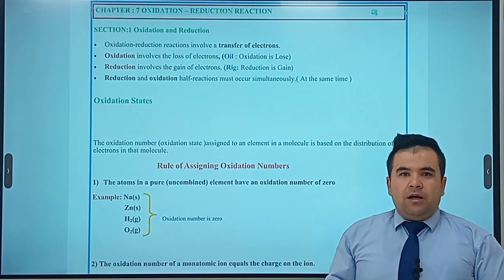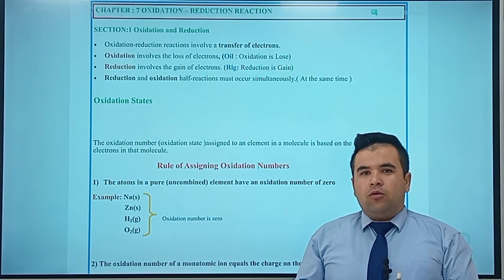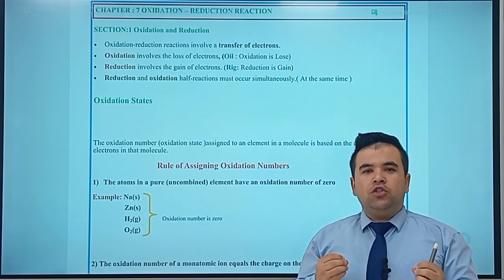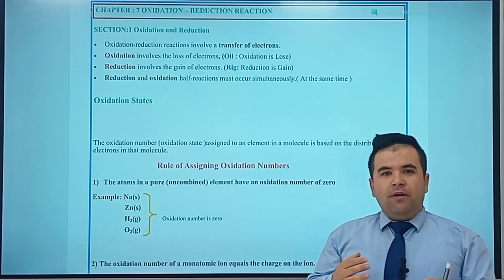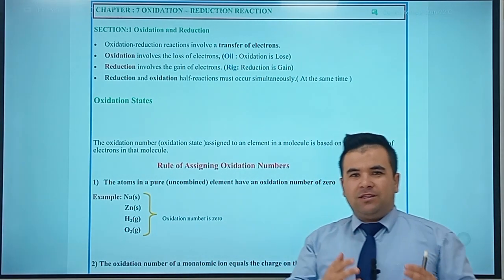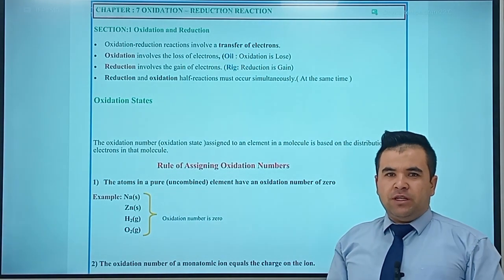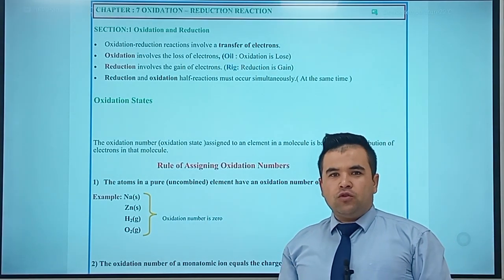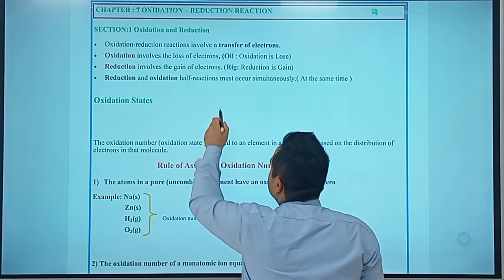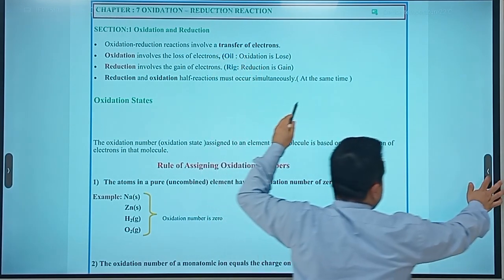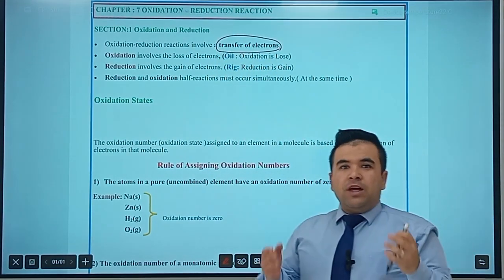Guys, the terms oxidation and reduction processes refer to the changing of the oxidation states of the elements from the reactant to the product. Whenever the oxidation state of an element or atom changes from reactant to product, whether it's increasing or decreasing, there will be a change, and those changes are represented by oxidation and reduction. Oxidation reduction involves a transfer of electrons. So here we have the transferring of electrons.